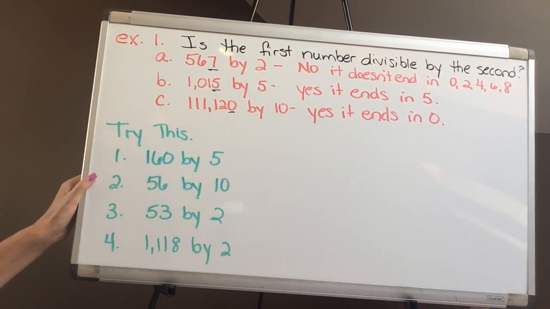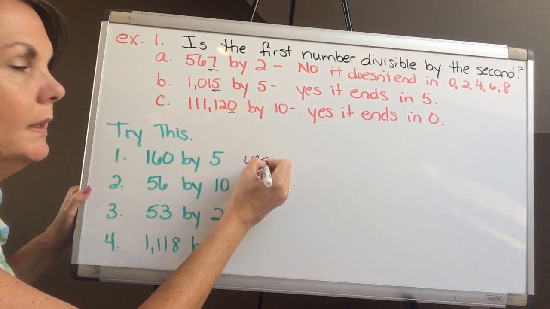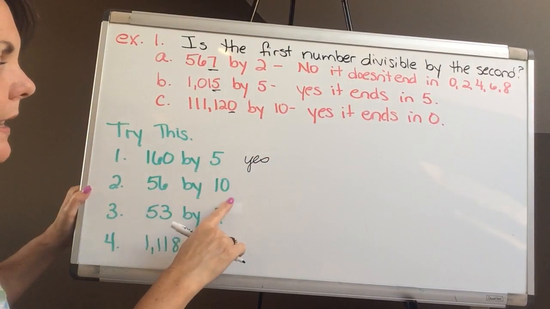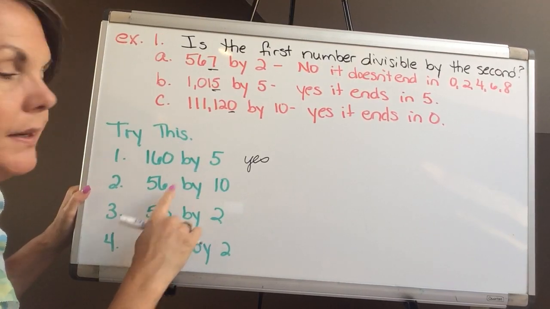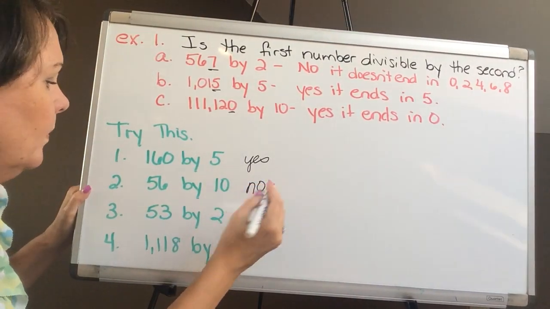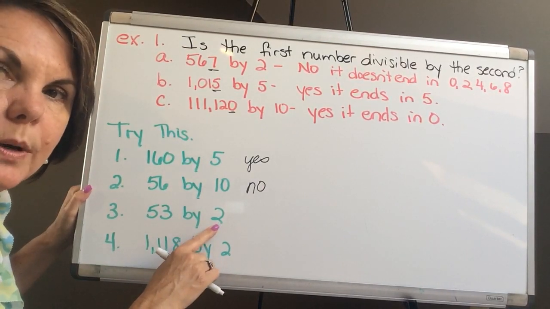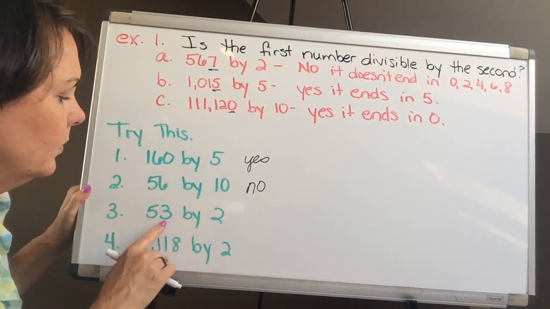Try these. Number 1, 160 by 5. The rule for 5 is, ends in a 5 or a 0. Yes. Number 2, 56 by 10. The rule for 10 was, ends in a 0. No, it doesn't. 53 by 2. The rule for 2 was ends in a 2, 4, 6, 8, or 0.